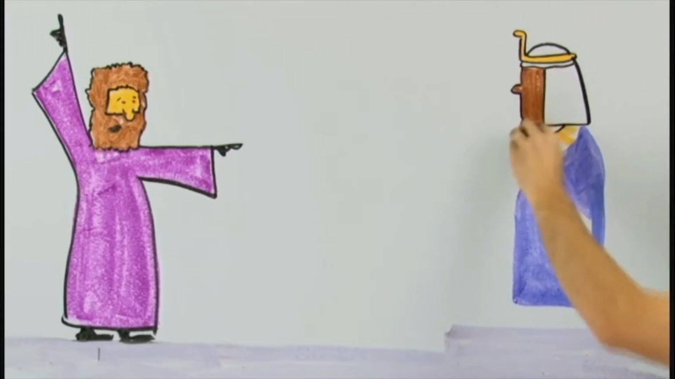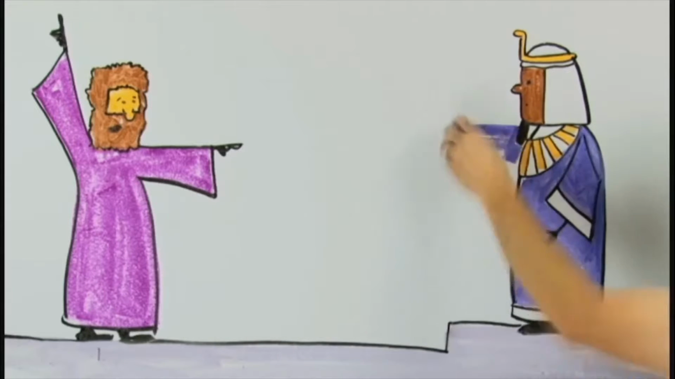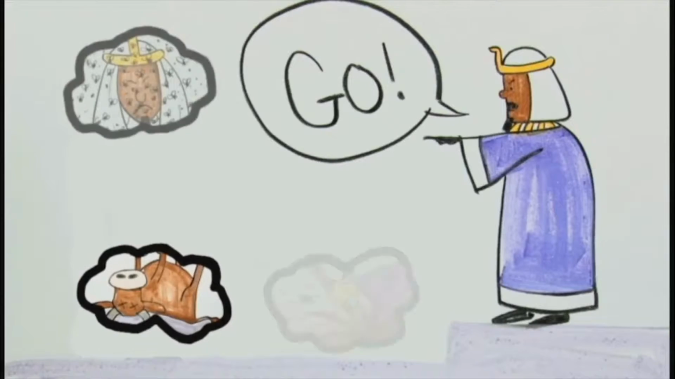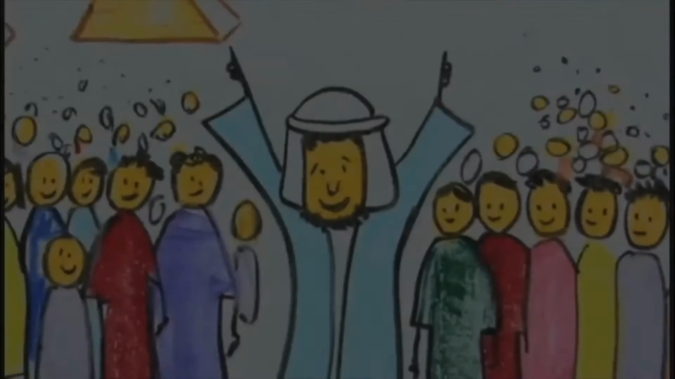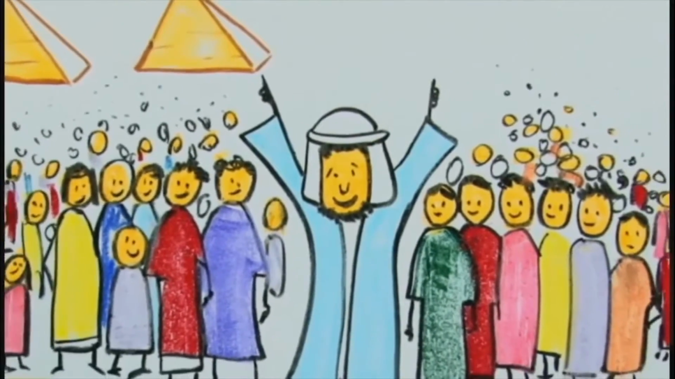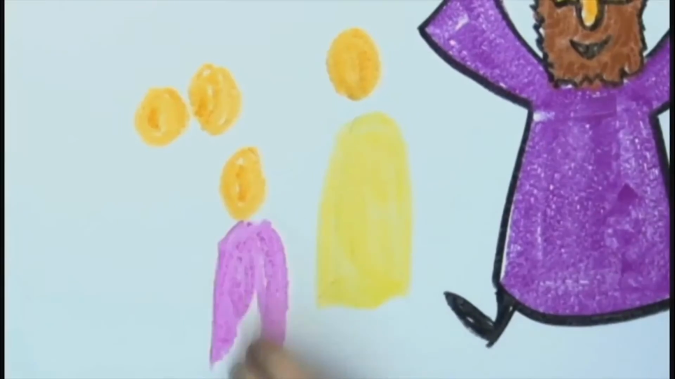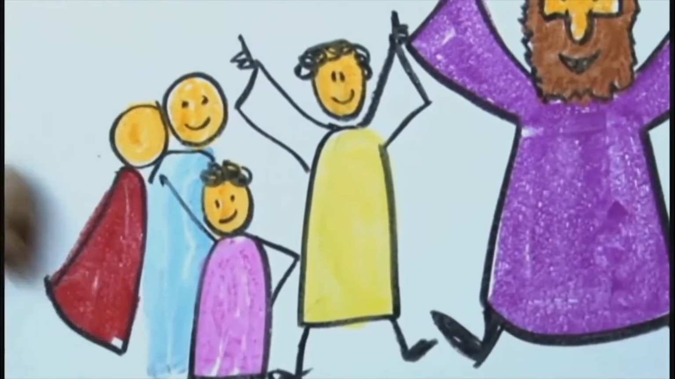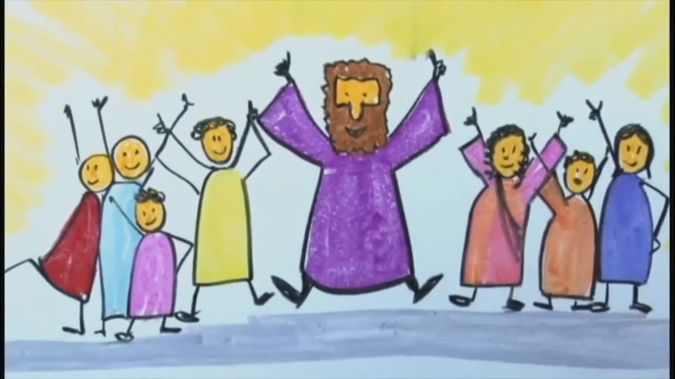Moses went to Pharaoh, and Moses said, "God says, let my people go." But Pharaoh said, "No." God sent plague after plague after plague, till finally Pharaoh let the Israelites go. God's people, the Israelites, marched out of Egypt, every man, woman, and child, all following Moses. It was God who had saved the Israelites, and it was God who led them out of Egypt.